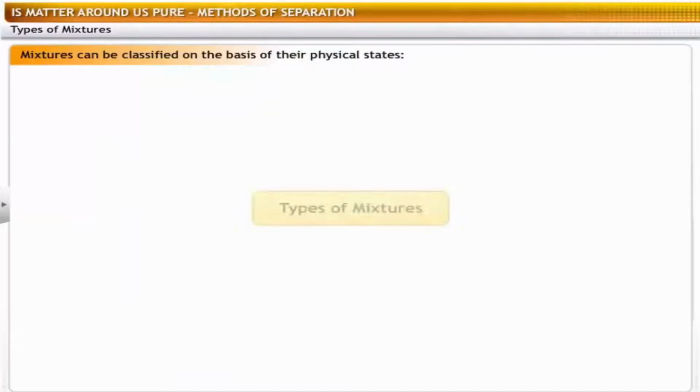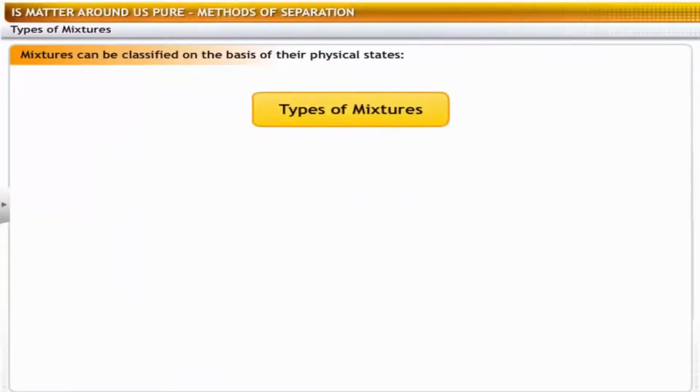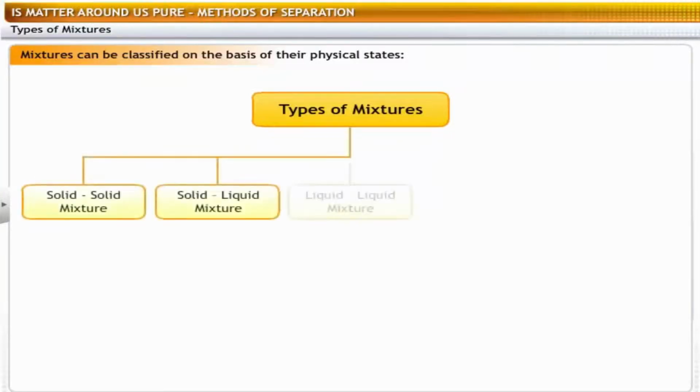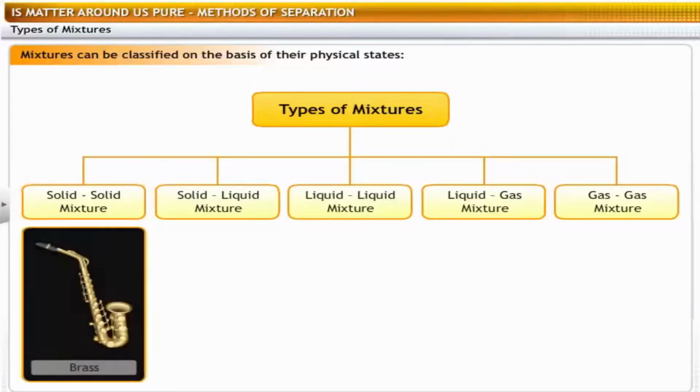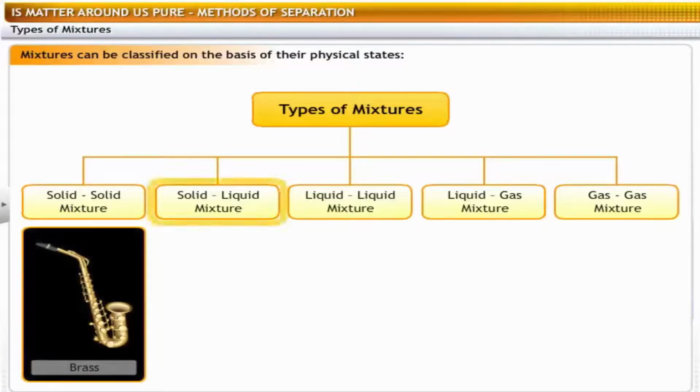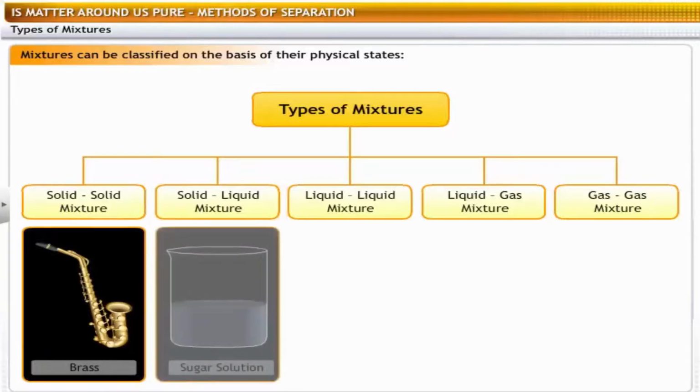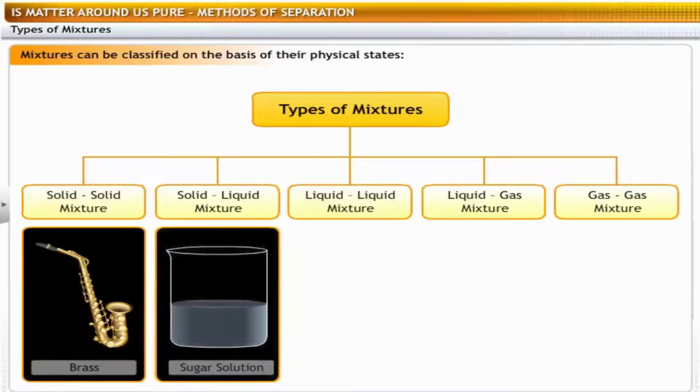You may come across several types of mixtures in daily life as well as in the laboratory. Mixtures can be classified on the basis of their physical states. Solid mixture: metal alloys are actually solutions of solids in solids. For example, brass is a solution of zinc in copper. Solid, liquid mixture: a sugar or salt solution is an example of a solution of solid in a liquid.